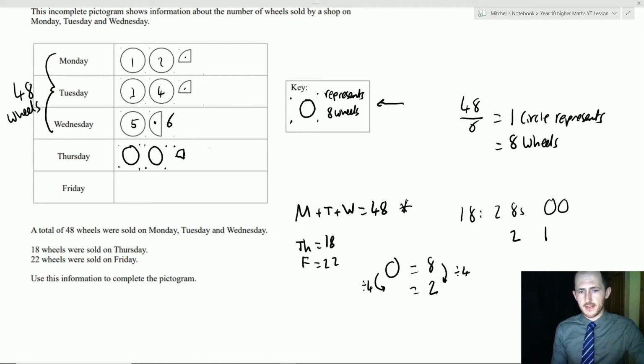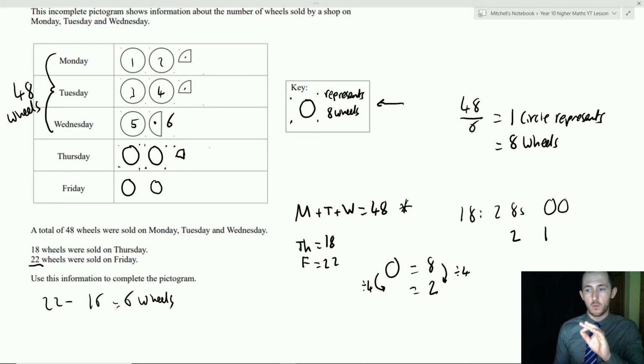So, next is 22 wheels are sold on Friday. So I can do 8, 16. Another 8 would bring me to 24, so I can't draw another full circle. Okay? So I can get up to 16. So if I do 22, what's the remainder? 22 minus 16 would give me 6. So I need to draw 6 wheels.